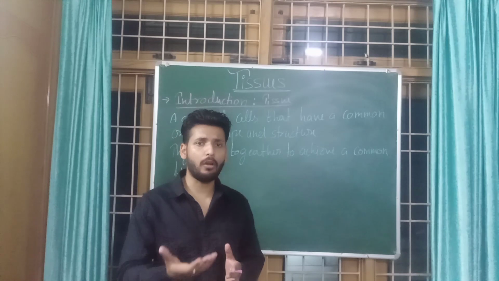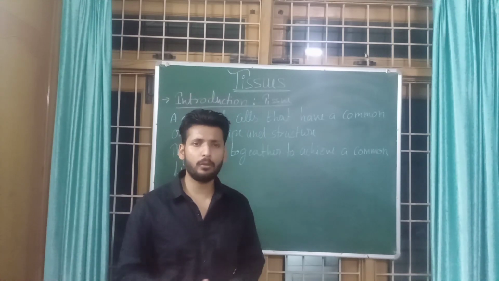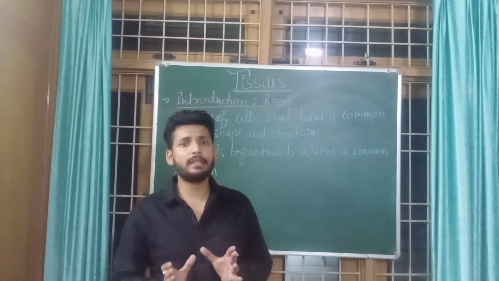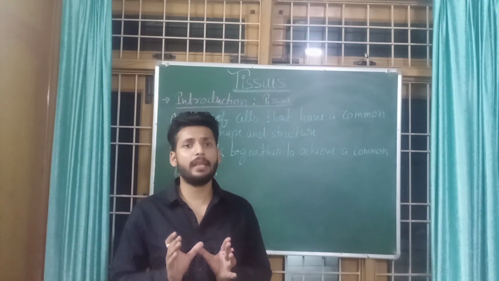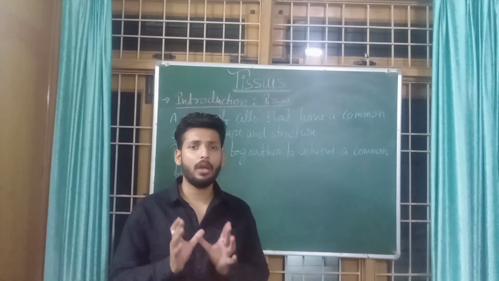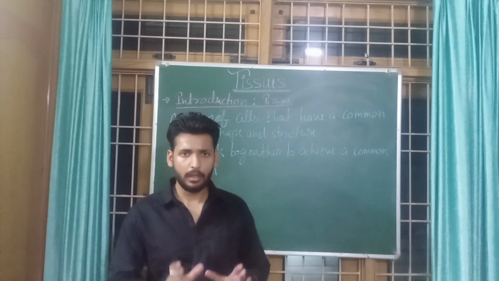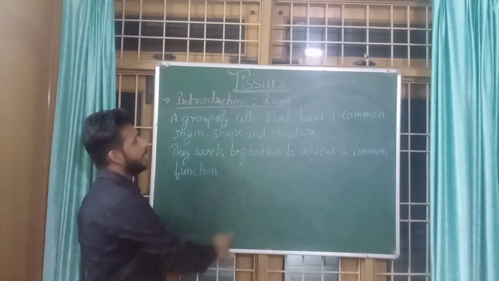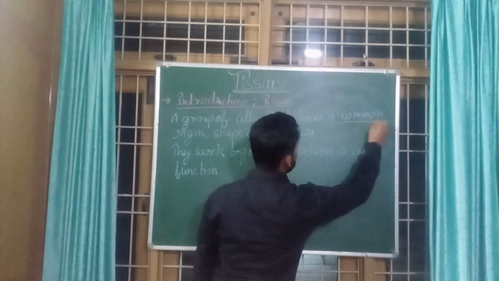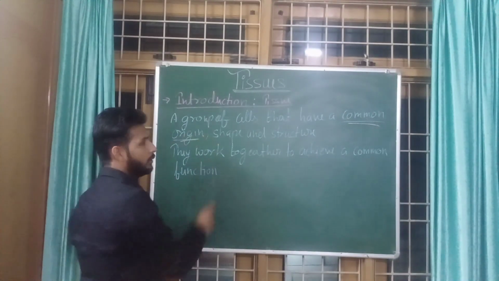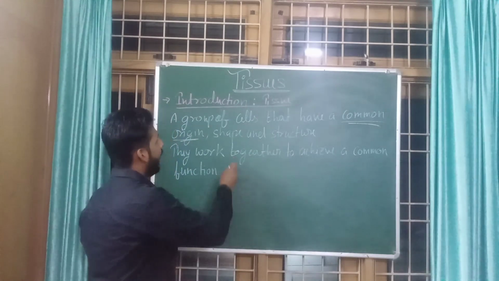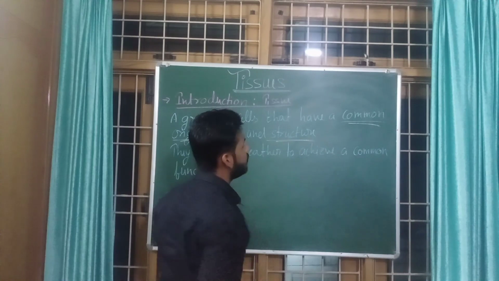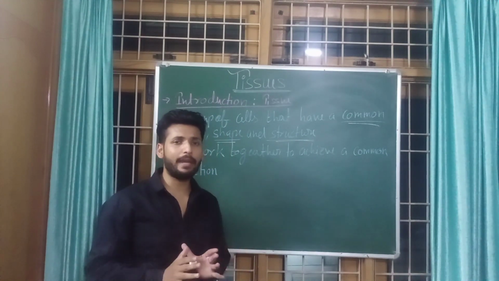transportation of oxygen, nutrients, glucose, etc. in the body. So these are specialized cells or a group of specialized cells which is performing a particular or a specific function. So we can say that tissues are a group of cells that have a common origin. Their origin is common and they have a common shape and structure. They are having a similar kind of cells.